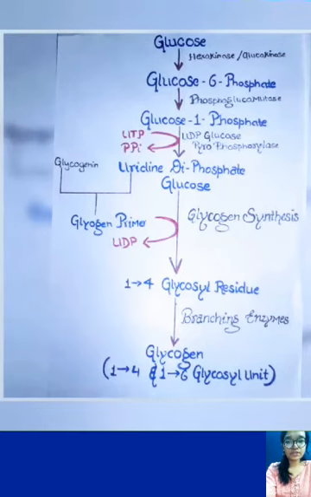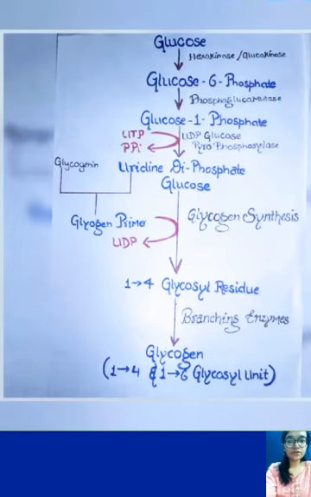Now the pathway of the glycogenesis. In this, glucose is converted into glucose 6-phosphate in the presence of enzyme hexokinase, which requires one ATP molecule. Then in the second step, this glucose 6-phosphate is converted into glucose 1-phosphate in the presence of enzyme phosphoglucomutase.